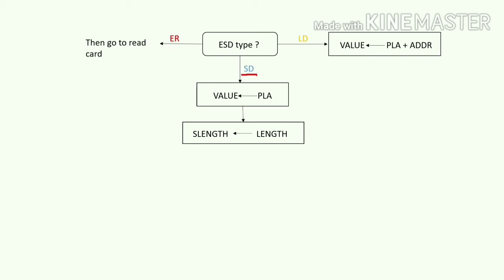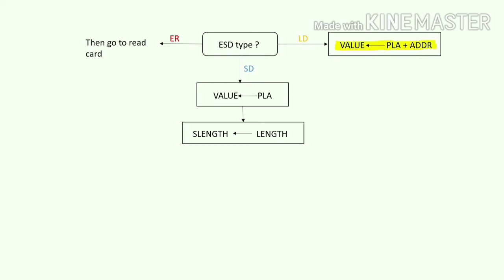If an SD card is encountered, then we will identify the value of the symbol and store it in the temporary variable called value. This value is equal to the value of PLA. After this, S length value is updated by the length of the current segment being processed. Last is the LD card. LD means local definition card. If this card is encountered, then the symbol value is the sum of PLA and the relative address on the card.